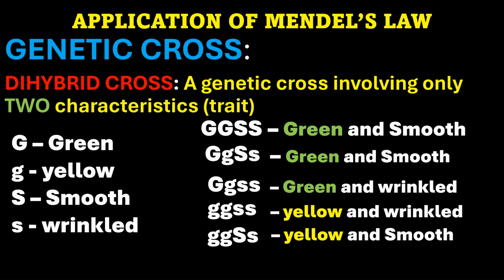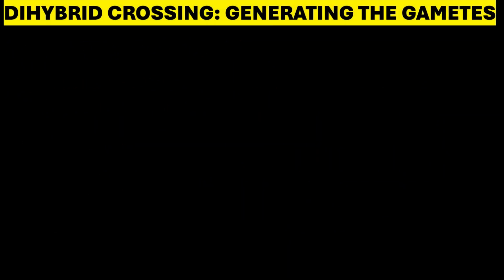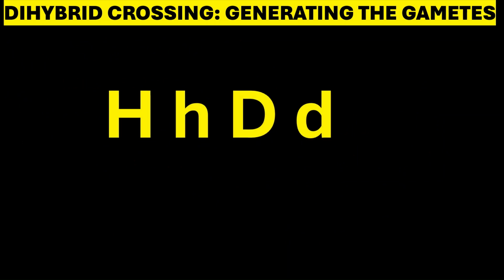genotypic interpretation approach. Now, let's look at how to generate the gametes in dihybrid crossing. So let's start here. We're going to generate gametes in dihybrid, something which is often asked in exams. So let's say you are given this genotype of one parent, and then you have to generate the gametes. Remember, gametes are haploid cells carrying half the number of chromosomes in the somatic cells.